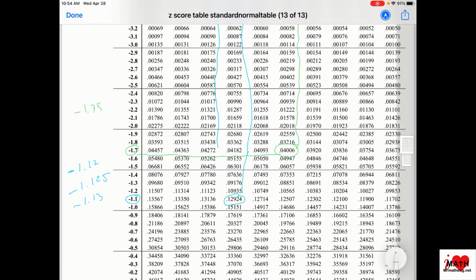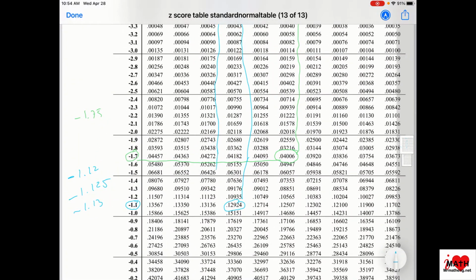Okay, here's the number for that, that's 3, and that's 2. So 0.13136 and the negative 1.13 z-score turns into a percent of 0.12924. And if you add these two values together and divide by 2, take a quick picture. So I have these.